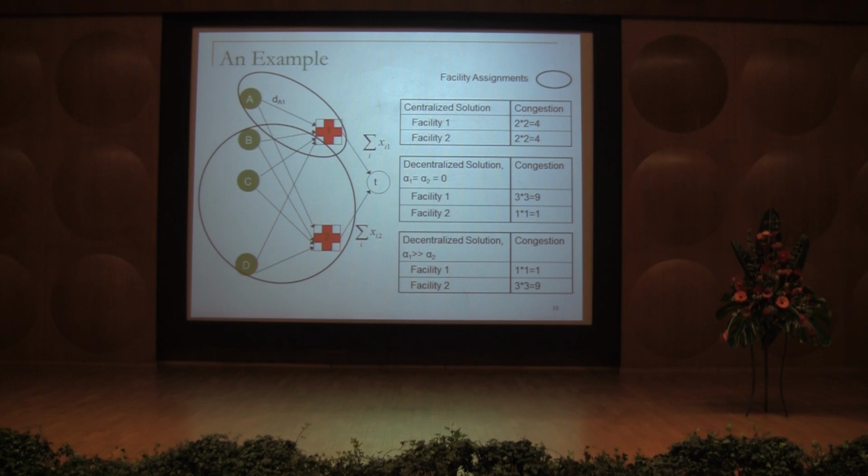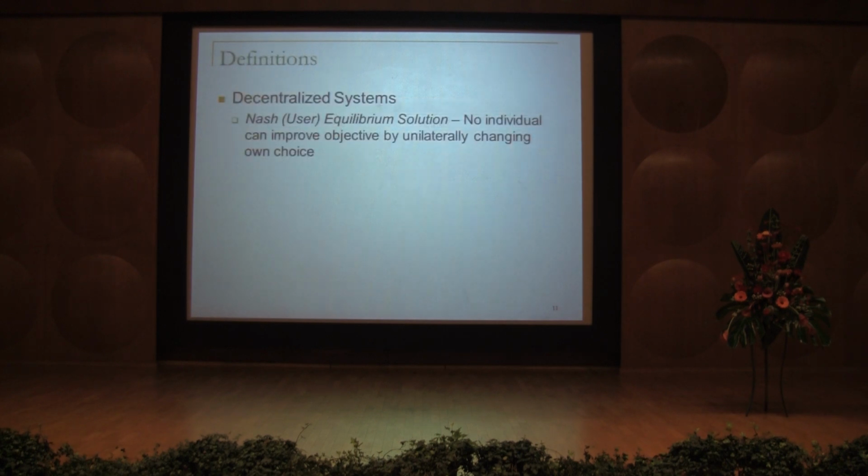And in any case, we see that the decentralized costs in the system are higher than those in the centralized case. An important question is by how much? And we're interested in solutions where no individual, after having seen the entire outcome of the system, would change his own decision about where he received service. In game theory, this is called a Nash or user equilibrium solution, and we want to compute 2 values related to this solution.